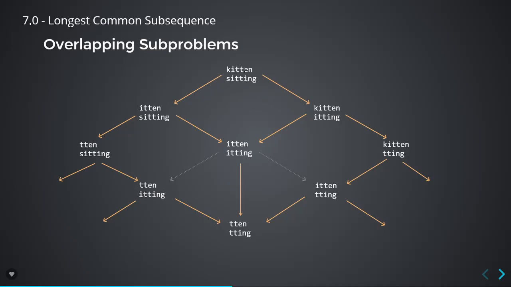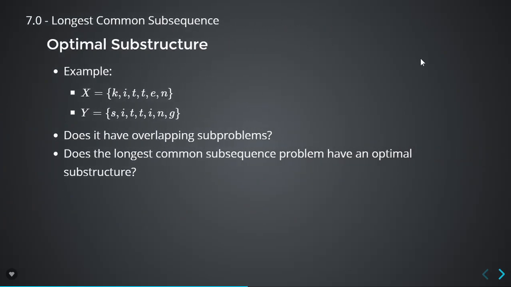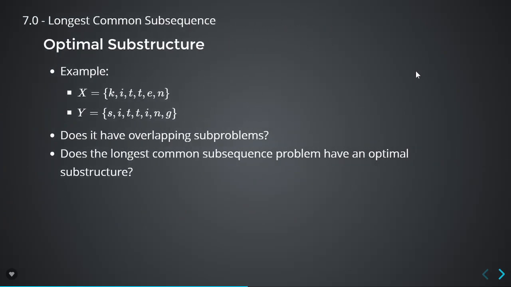Here's your example with kitten and sitting. Well, there's one arrow going down here when the I matches, and I guess this will go down again. We'll talk more about the top down and the bottom up at the end of this lecture. But before we go there, let's discuss the optimal substructure.